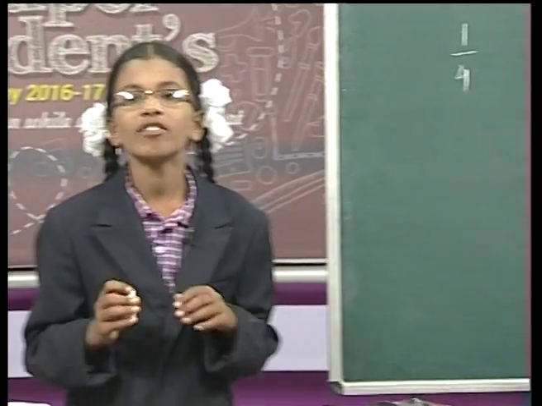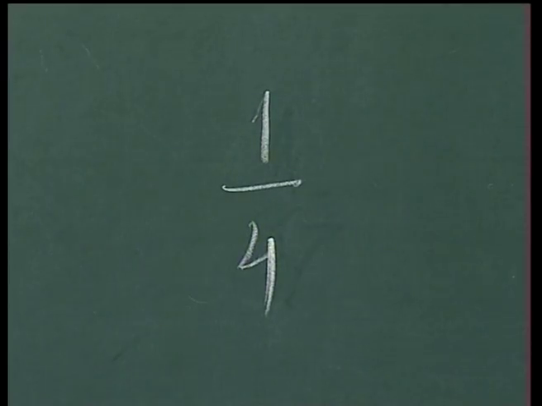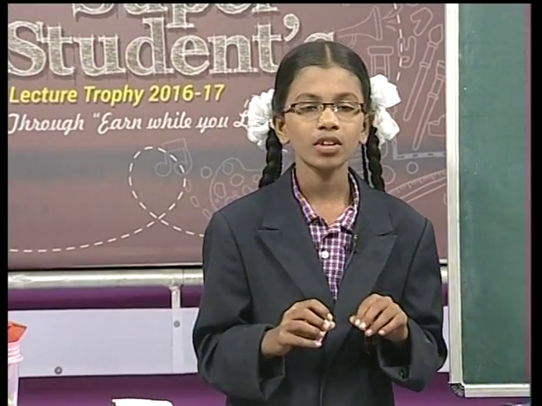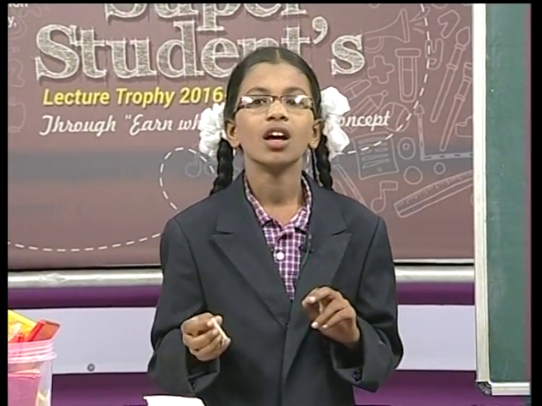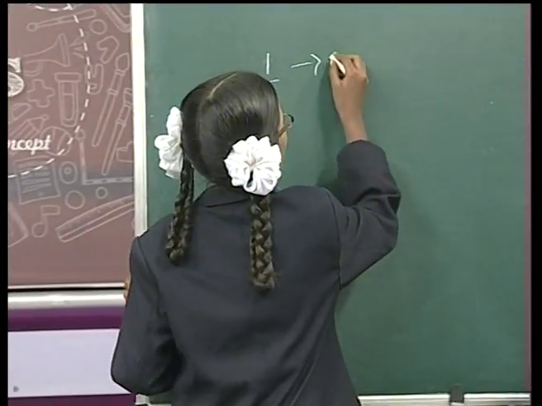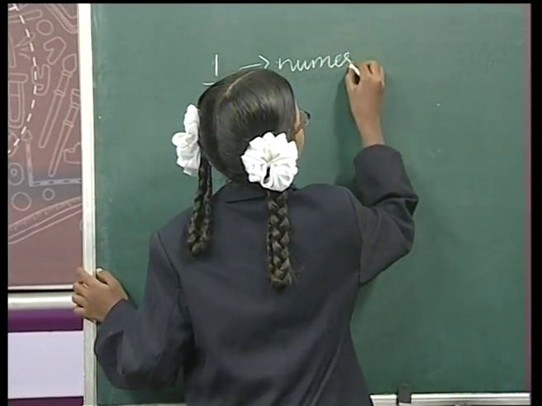Friends, you know, in 1 by 4 we have 3 parts, that are first one is numerator. Friends, what is numerator? Yes, numerator is upper part of the fraction, and it is the number of shaded parts and it is called numerator. Here one is called numerator.